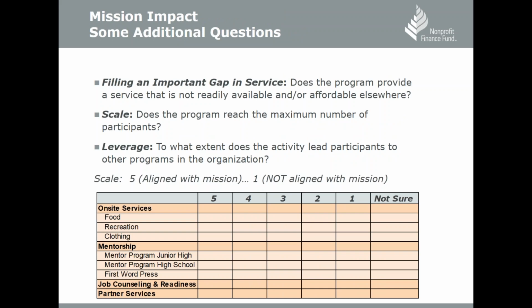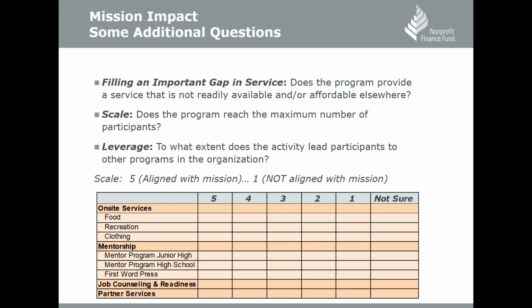On this next slide, we have more sample questions. So does the program provide a service that is not readily available or affordable elsewhere in the community? Does the program currently reach the maximum number of participants? And to what extent does the activity lead participants to other programs within the organization?